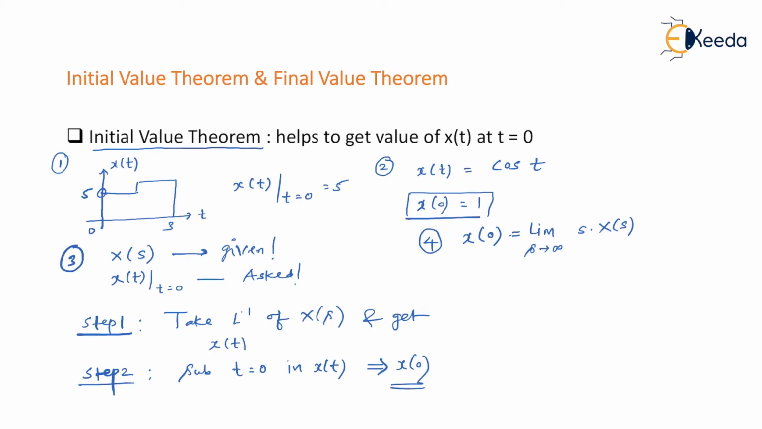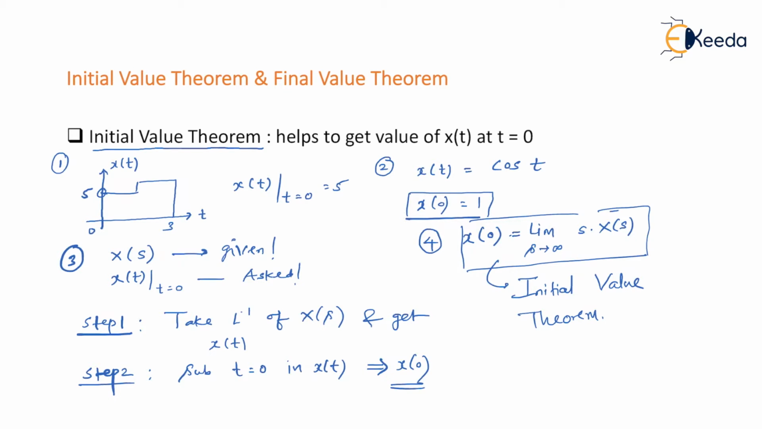So I hope this is clear. When X(s) is given to you, just substitute in the formula, multiply with s, and substitute the s value equal to infinity. Whatever answer comes, that is x(0), and x(0) is called the initial value for x(t). This formula is known as the initial value theorem. The initial value theorem helps you get the x(t) value at t equal to 0 from X(s) without actually using the inverse Laplace transform. It saves your time, and I'll prove this while solving the problem.